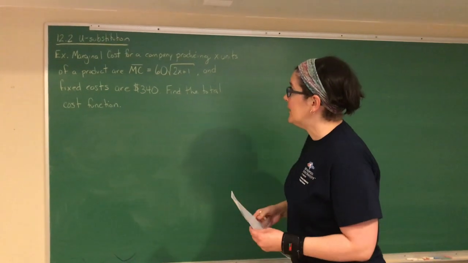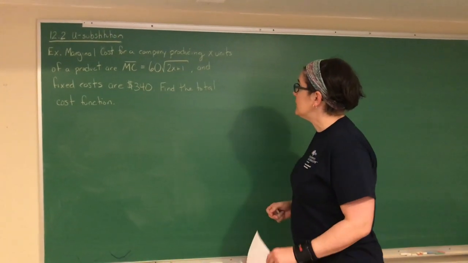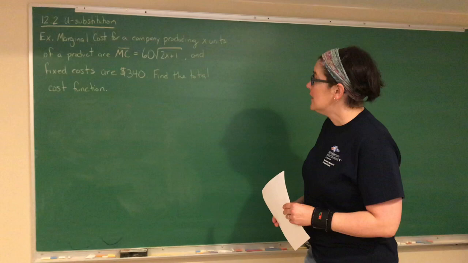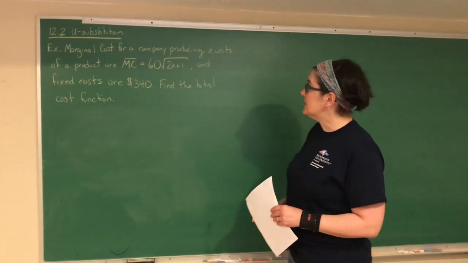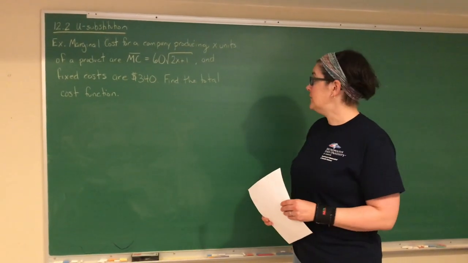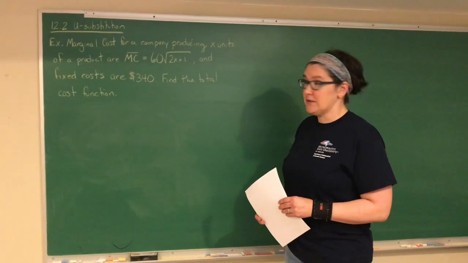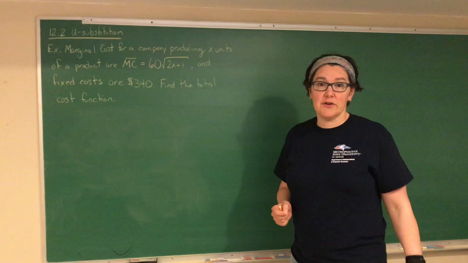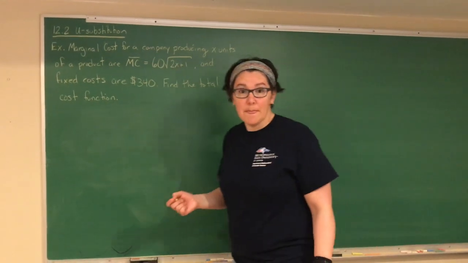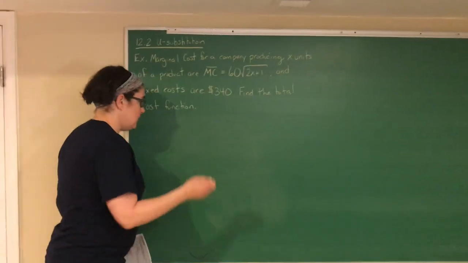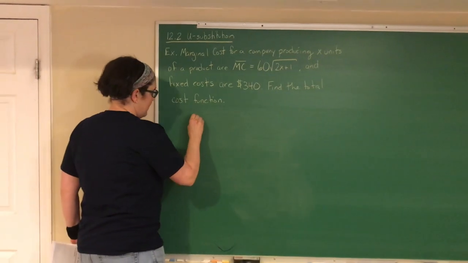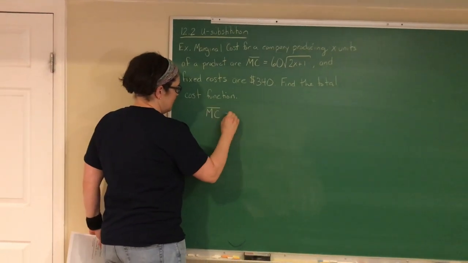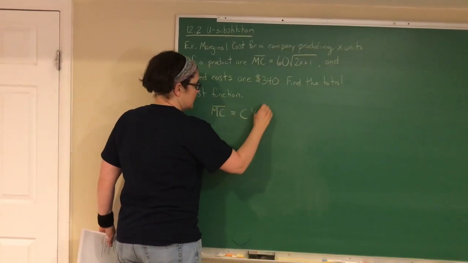In this example, we have marginal cost for a company producing x units of a product. Marginal cost, MC, is equal to 60 times the square root of 2x plus 1. And fixed costs are $340. And we want to find the total cost function. Okay, so last class I reminded you about how marginal cost is the same thing as the derivative of cost.